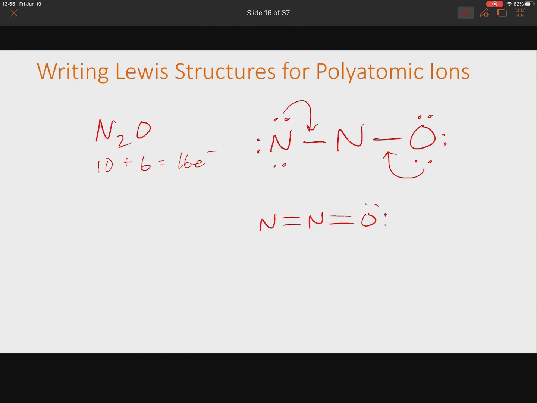2, 4, 6, 8, 10, 12, 14, 16. So that would be a Lewis structure. Now, is this going to be the best Lewis structure? This gives a charge to nitrogen and a charge to nitrogen. So maybe not the best structure.